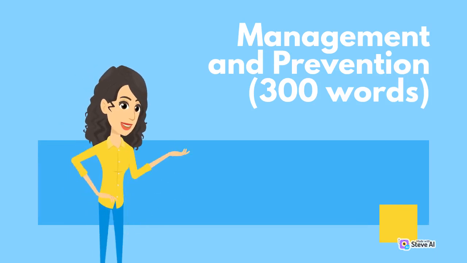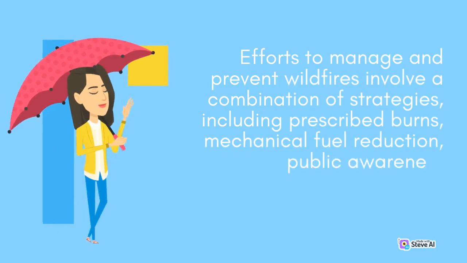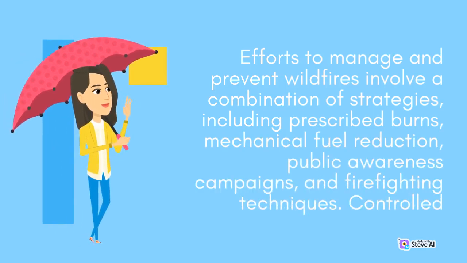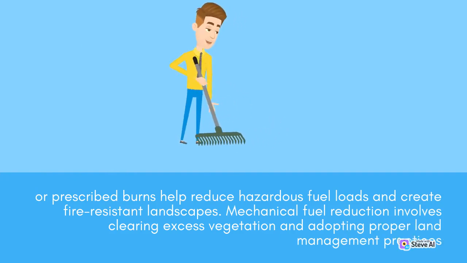Management and prevention, 300 words. Efforts to manage and prevent wildfires involve a combination of strategies, including prescribed burns, mechanical fuel reduction, public awareness campaigns, and firefighting techniques. Controlled or prescribed burns help reduce hazardous fuel loads and create fire-resistant landscapes. Mechanical fuel reduction involves clearing excess vegetation and adopting proper land management practices.